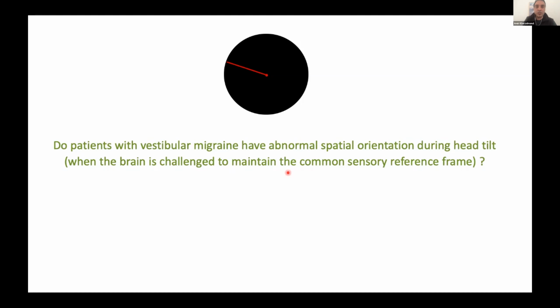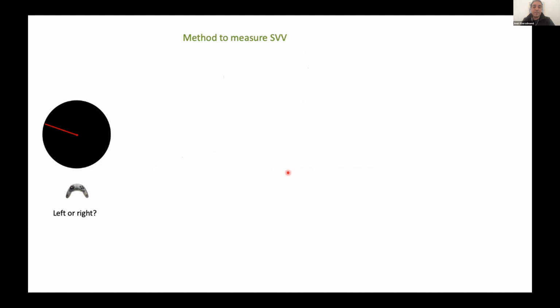So knowing the normal pattern of spatial orientation during head tilt and having a framework to study that, we can address whether patients with vestibular migraine have abnormal spatial orientation during head tilt. That's when the brain is challenged to maintain the common reference frame for spatial orientation. We have designed a paradigm that can measure SVV based on what is known as a forced choice task. In this task, a random line orientation is shown and the subject has to report whether it is tilted to the right or left of what they perceive as vertical.